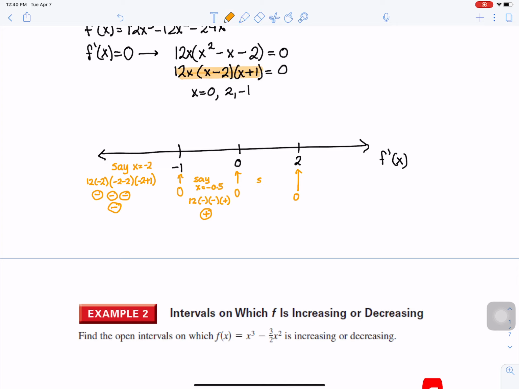Let's take a point in this section, say x equals 1. I plug it in and I get 12 times a positive value times a negative value. 1 minus 2 is negative 1, and 1 plus 1 is 2, so that's a positive value. So this overall result is negative. And finally, if I do x equals 3, I get 12 times 3, which is positive, 3 minus 2, which is positive, and 3 plus 1, which is positive. So the overall result is positive.